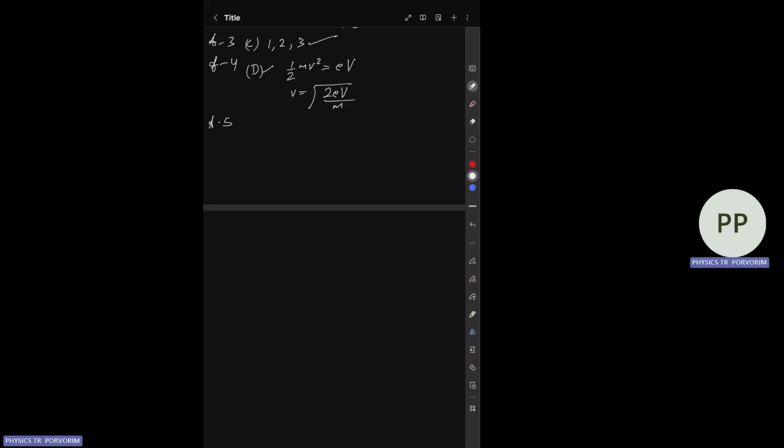Fifth, electron excited. So the number of spectral lines possible is given by n into n minus 1 by 2. When we open the bracket, it becomes n square minus n by 2. So this is the correct option. So option C is correct.